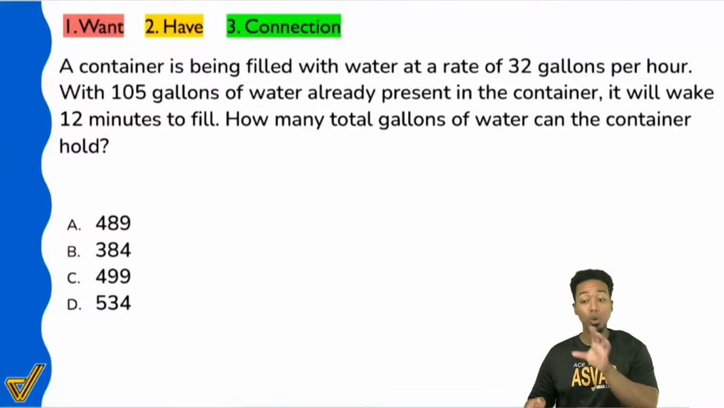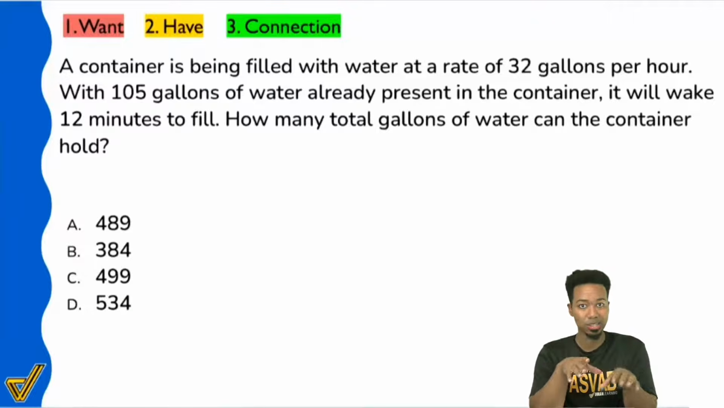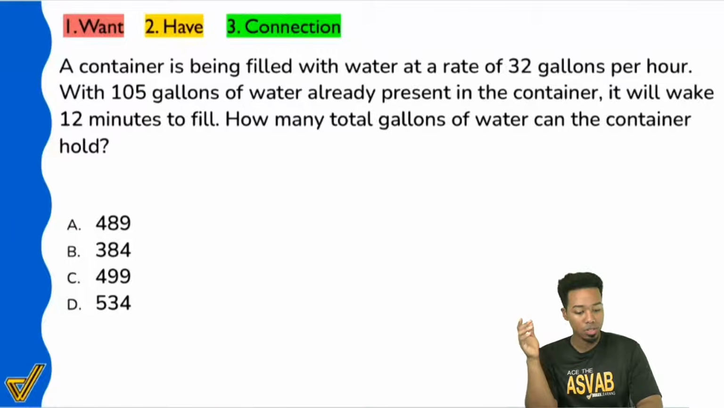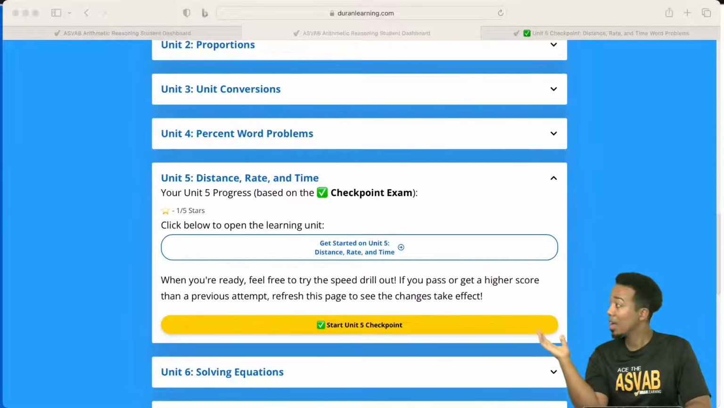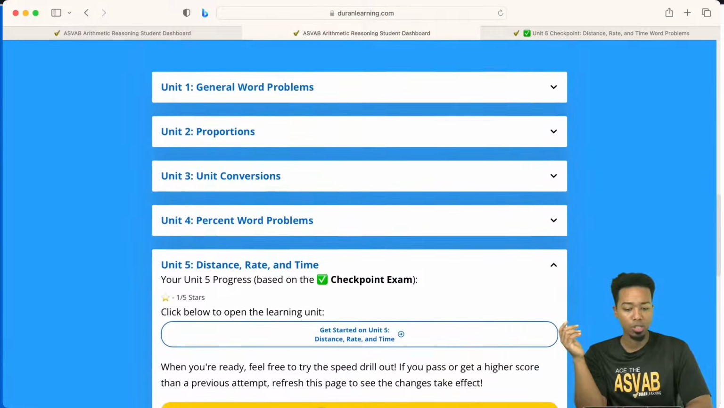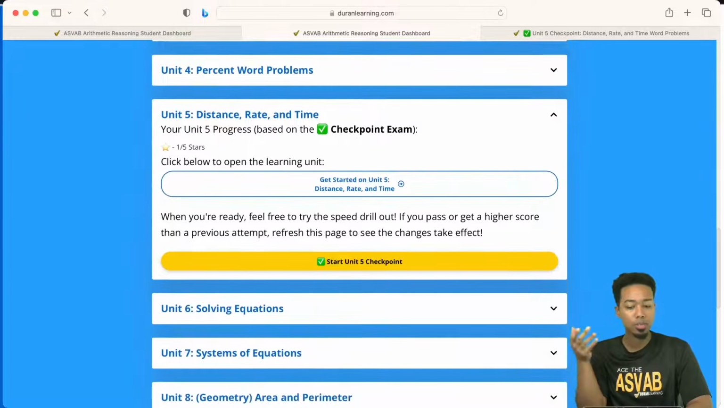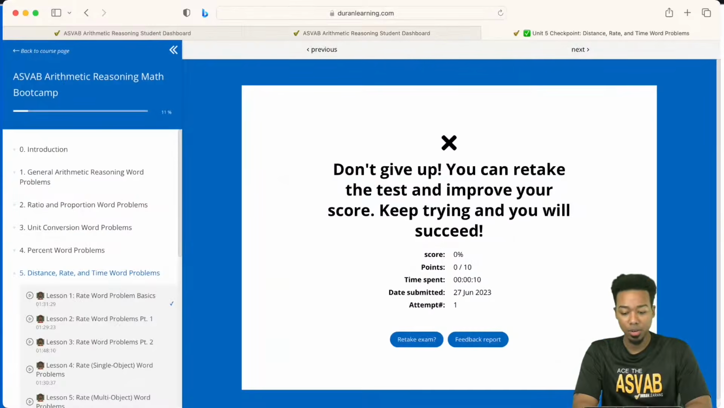Now, because class is almost coming to an end, I do want to remind you guys how to find more practice just like this. So, quick question, everybody, can you see the screen behind me? Perfect. So for those of you in the program, this is the list of all of the concepts in arithmetic reasoning. You'll see things like proportions, general word problems, unit conversions, but this one's about distance, rate, and time. When you click on that gold unit checkpoint, that's going to take you here.